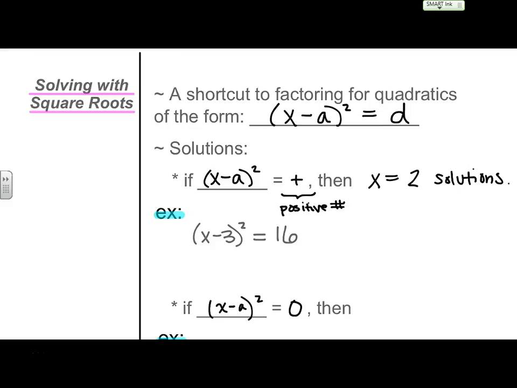Question. How did we undo squareds? How did we undo squareds when it was just x? Square root. If we have a squared, we need a square root. So what we're going to do is, even though it looks messy with x minus 3, we put our square root. And when we put our square root on this side, remember, we're going to do plus or minus.